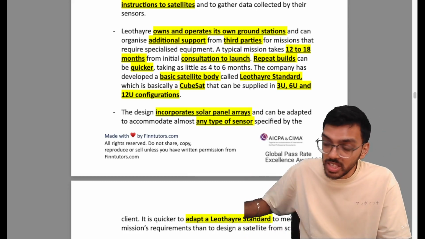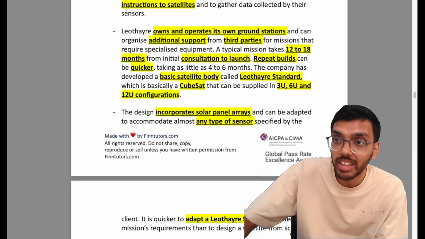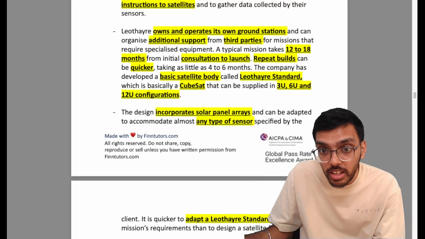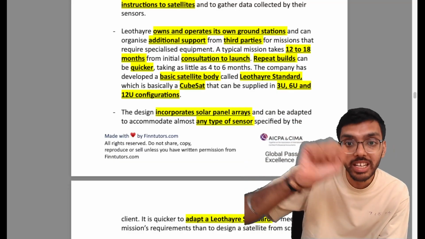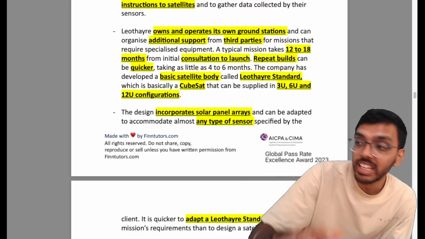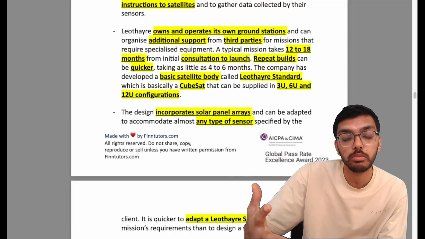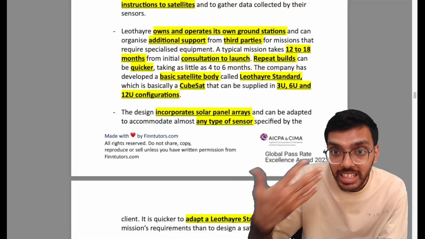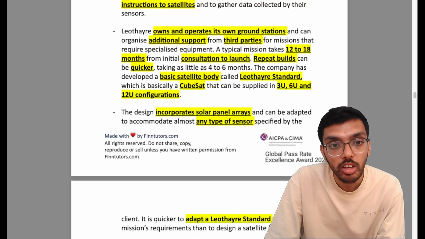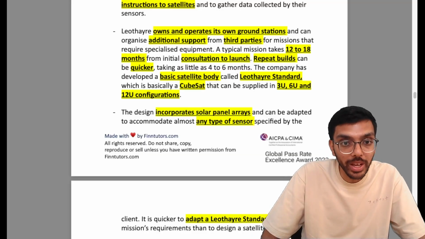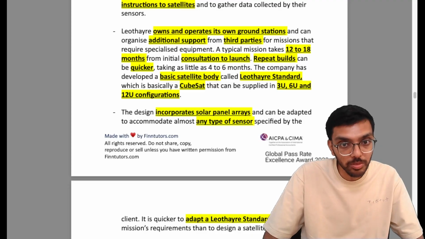You will keep receiving money over these 12 months, 18 months in a staggered way, while continuously committing costs at your end in terms of management, production, just the maintenance of your facilities. So repeat builds can be quicker, taking as little as 4 to 6 months.